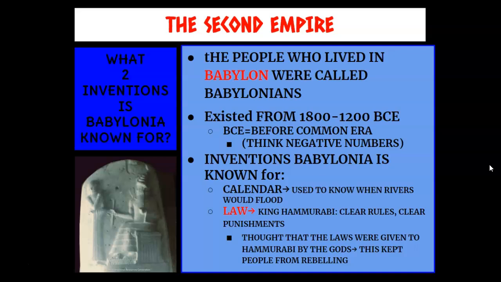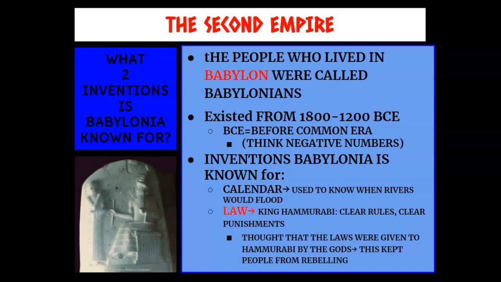The Second Empire. The people who lived in Babylon were called Babylonians. So Babylon is the second empire in Mesopotamia. So we start with Sumer, and now we're moving to Babylon. Babylon existed from 1800 to 1200 BCE. Again, we're going to think negative numbers. This is the time before the modern era.